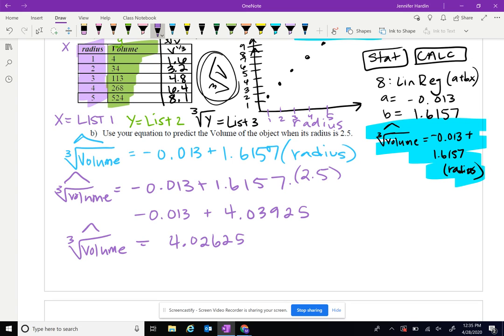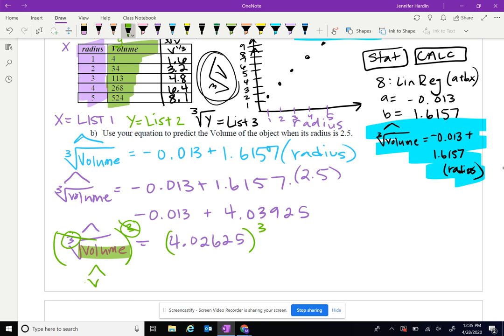We're not done yet because we didn't want to predict the cube root of volume. We want to predict actual volume. So now to solve this for volume is where you have to remember some algebra 2. To get rid of this cube root, we need to raise it to the third power on both sides. So that gets rid of our cube root. When we raise it to that third power, these would cancel.